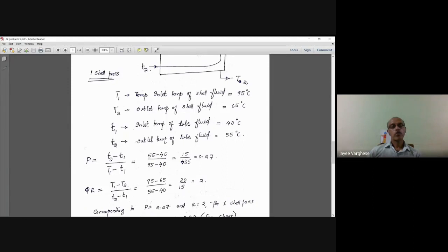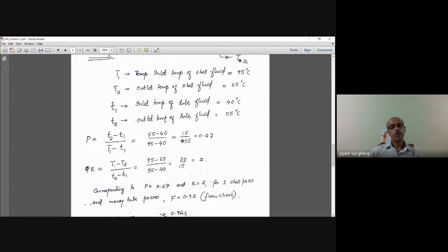We have to find out two factors, P and R. P is given by small t2 minus small t1 divided by capital T1 minus small t1. So this is the temperature difference of the tube fluid, and this is the maximum temperature difference, inlet temperature of the shell fluid minus inlet temperature of the tube fluid. So substituting the values, we will get the factor P equal to 0.27.